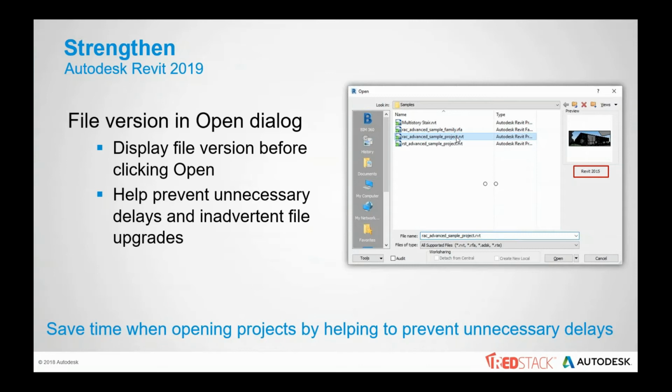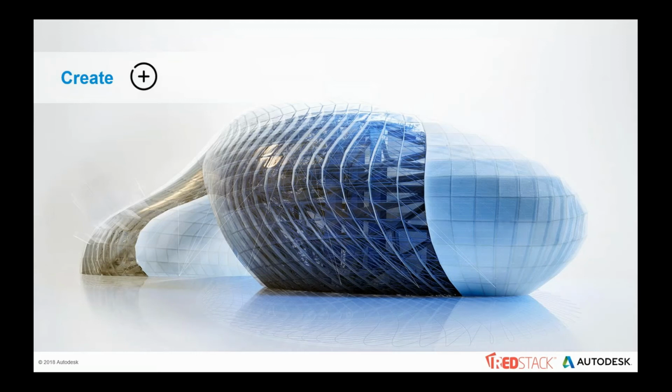We all know that when you're working on multiple projects, you also work on multiple releases depending on who you work with. So files last saved with an older release will be updated. Files saved with a newer release cannot be opened using a previous release of Revit. By checking this information before clicking open, you can minimize the unnecessary delays and inadvertent file upgrades. This helps prevent unnecessary delays when you're opening your projects.